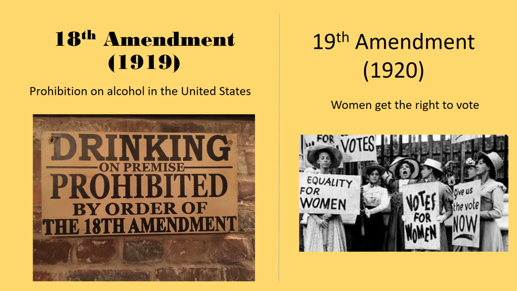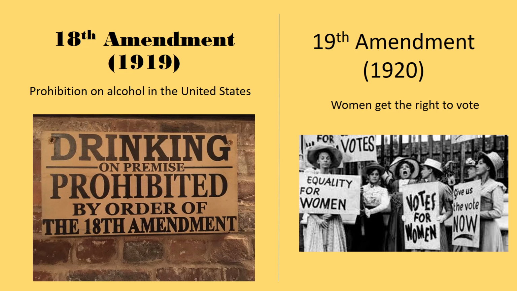The 18th Amendment, passed in 1919, prohibited alcohol in the United States. Making it, consuming it, selling it, transporting it was all illegal. And this amendment will last for a number of years. Prohibition will work in some places fairly well and will not work at all in other places. But it's on the books as the 18th Amendment.